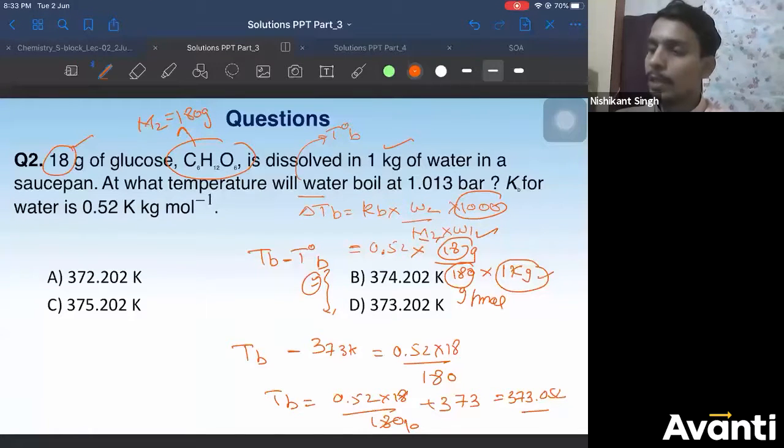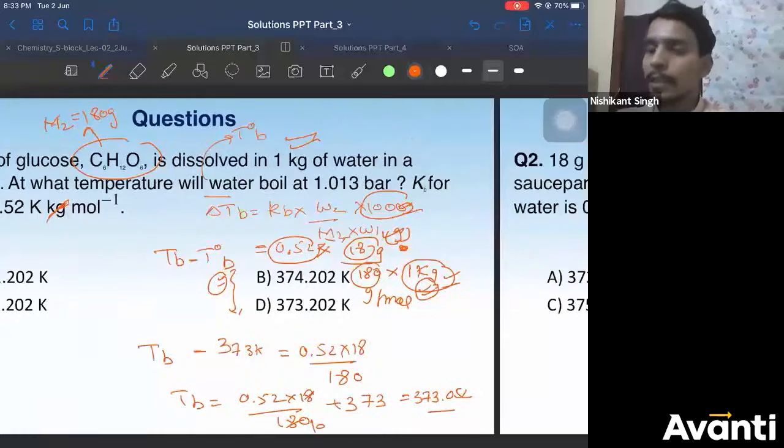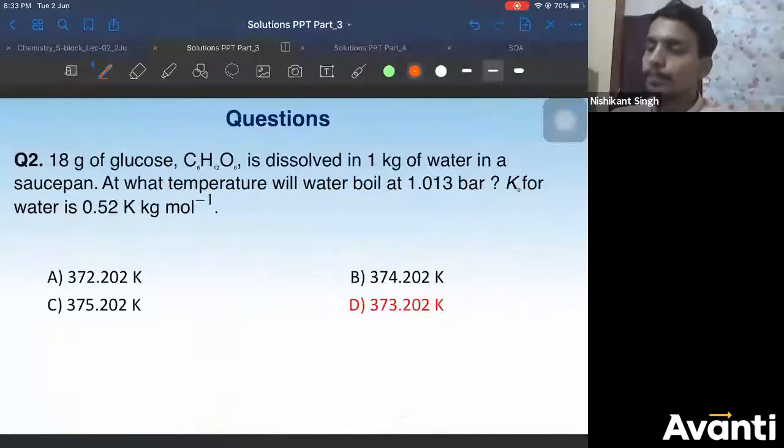So weight of solvent, if it is in kg, you don't multiply by 1000 here. If weight of solvent is in gram, you multiply by 1000. Since weight of solvent is given in kg, we don't have to multiply. Kg will get cancelled by the units of Kb. Kb units have kg, so it will get cancelled.